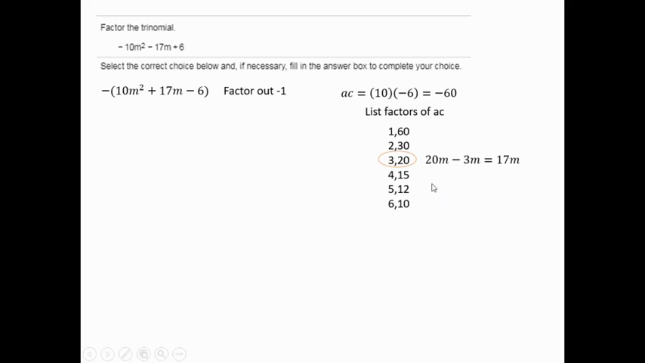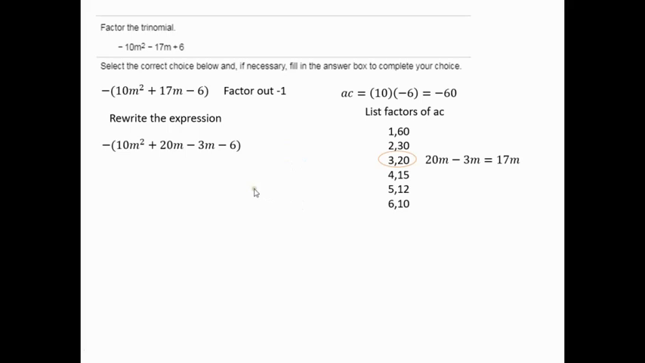So we're going to rewrite that middle term as 20m minus 3m. And I always write this out on the side: 20m minus 3m equals 17m. Because remember, I'm rewriting the expression here. Notice I rewrote my middle term. Now what do we do?